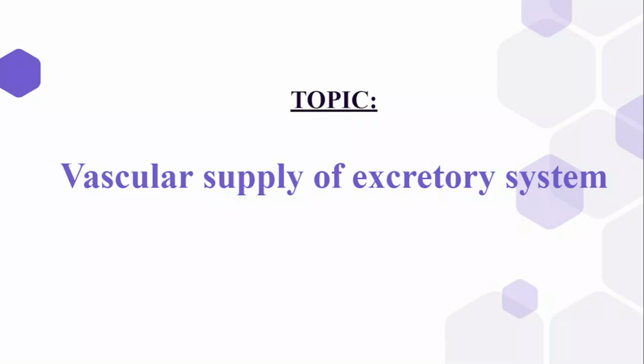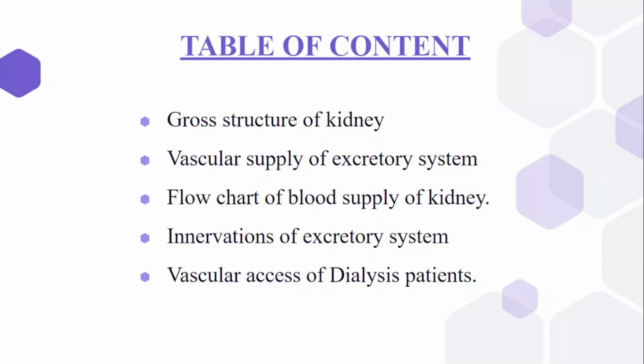Today our topic is vascular supply of the excretory system or urinary system. In this video we are going to cover the gross structure of the kidney, vascular supply of the excretory system and its flow chart of blood supply of the kidney, innervation or nerve supply of the kidney or excretory system, and vascular access of dialysis patients. Clear?